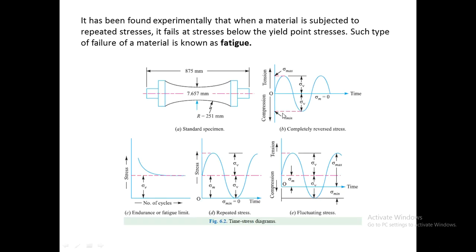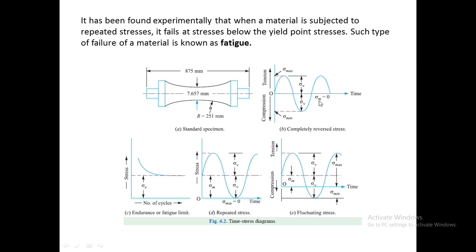In this diagram, we can see the completely reversed stress. In completely reversed stress, we have a maximum tension force and then a maximum compression force alternating with each other. In repeated stress, we can see that there is only one single type of stress which alternates between a maximum value and a minimum value, which is 0. Fluctuating stress is the stress which fluctuates between either tension or compression, and the maximum and the minimum values are not similar, they are completely different.